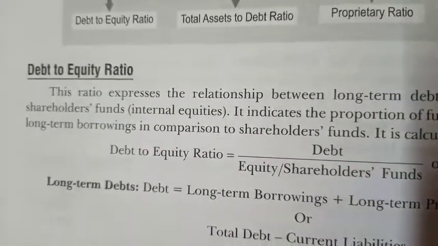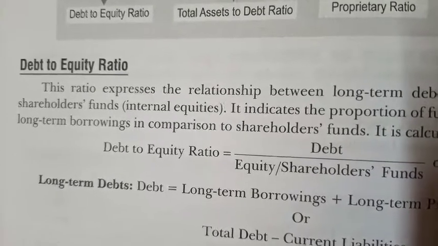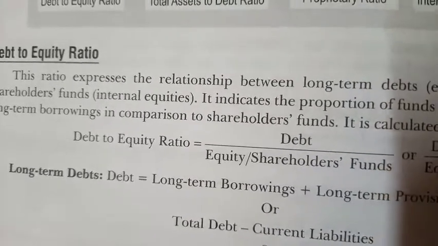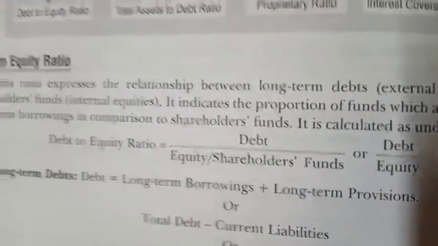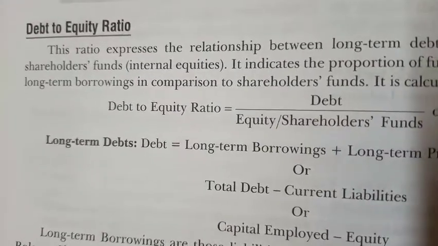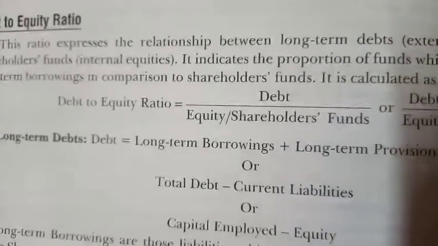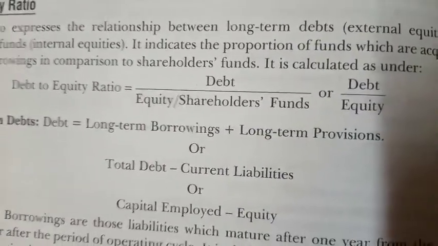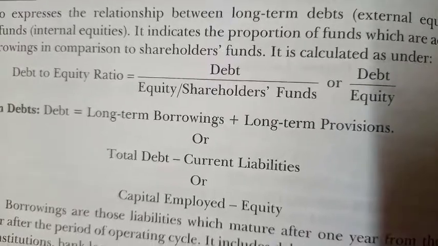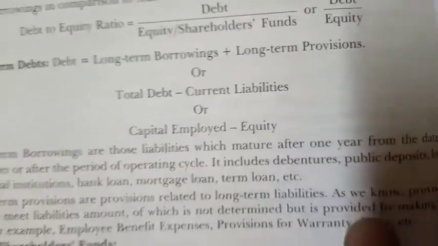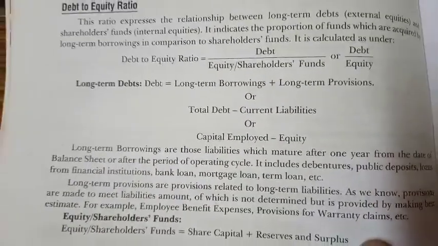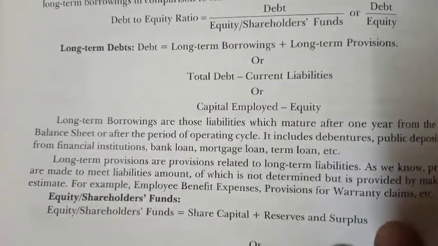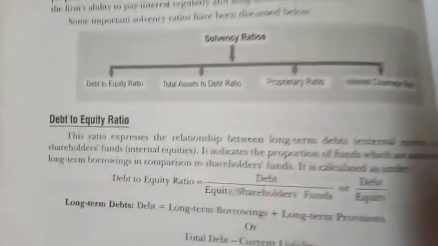First ratio is debt to equity ratio. Debt to equity ratio is equal to debt upon equity, or shareholders' fund. Long term debt is equal to long term borrowing plus long term provision, or total debt minus current liability, or capital employed minus equity. This is called debt equity ratio. What is debt equity ratio?